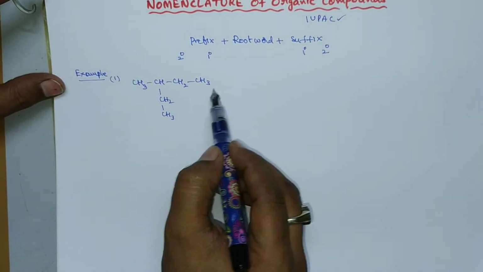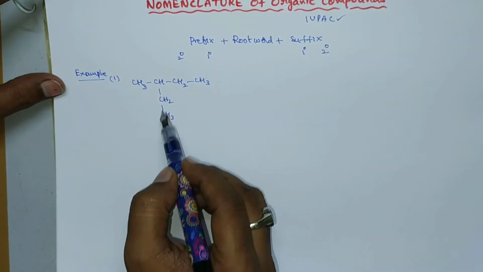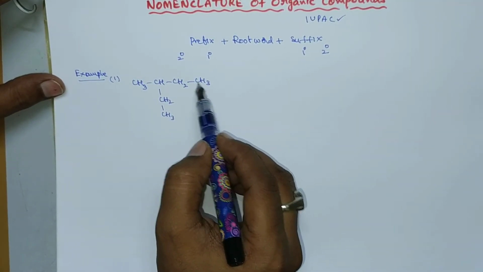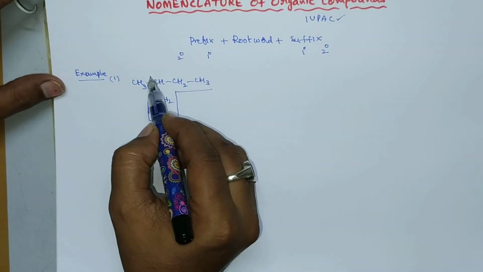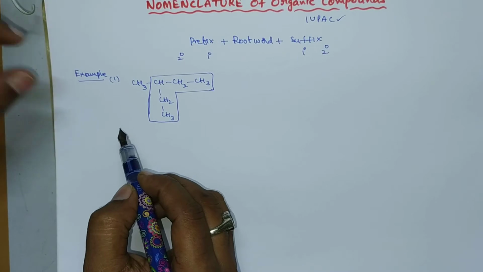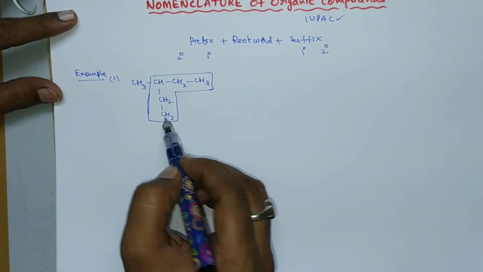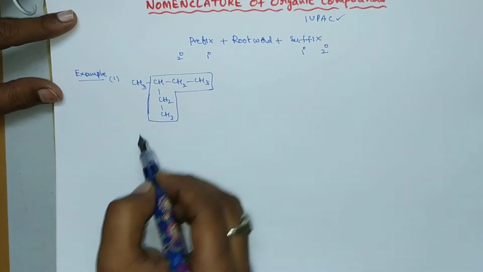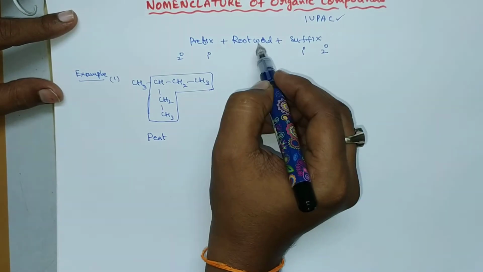So here if you take this chain, 1, 2, 3, 4 carbons are there. If you take this chain, 1, 2, 3, 4, 5 carbons are there. So this one is the longest continuous carbon chain. So we have to take this chain only. So the first rule is we have to select the longest continuous carbon chain. So here 1, 2, 3, 4, 5 carbons are there. So that's why we have to write a root word, that is pent for 5 carbons, pent.